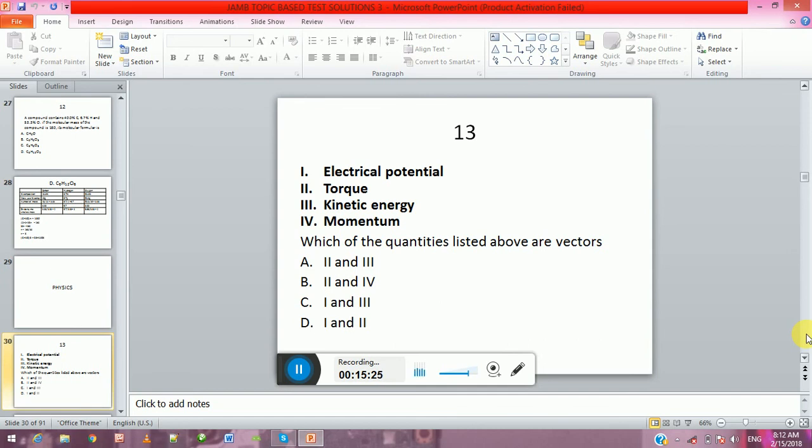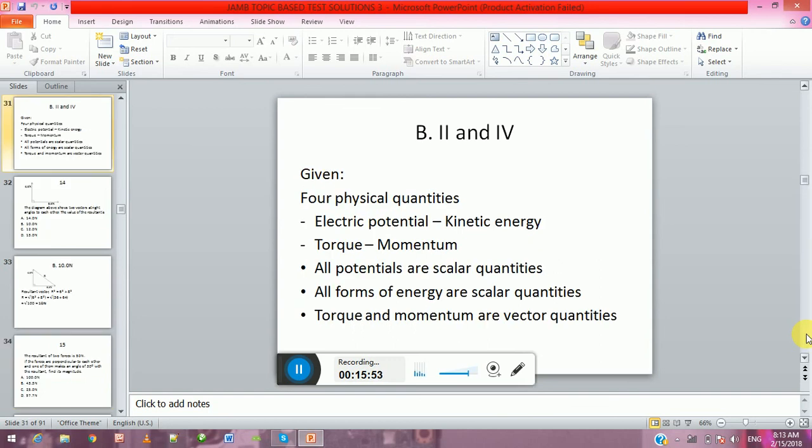Now, which of the quantities listed above are vectors? We have I to be electrical potential, II to be torque, III to be kinetic energy, IV to be momentum. So A is 2 and 3, B is 2 and 4, C is 1 and 3, D is 1 and 2. So the answer is B, 2 and 4.